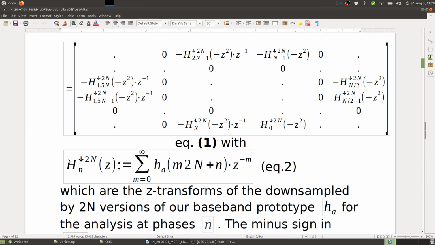So here you can see the definition. Here is the Z-transform of the prototype downsampled by 2n with phase lowercase n. So here you can see it, just the usual. We take our prototype HA downsampled by this factor of 2n with phase n and Z-transform it, and then we get those polyphase entries into this folding or filter matrix. So basically we are lucky. It gives us this simple representation for arbitrary length filters in this way.